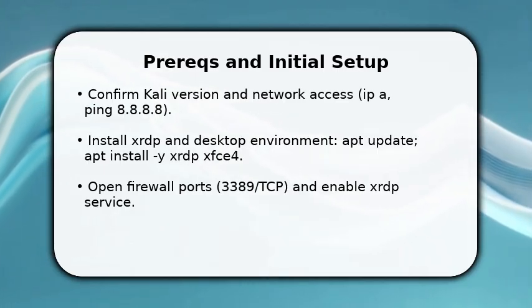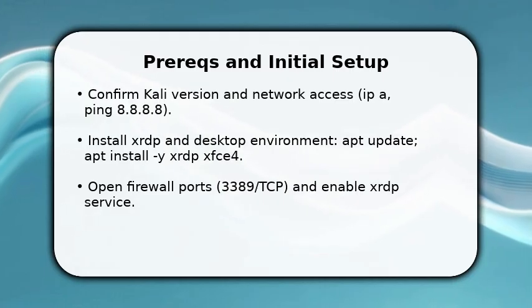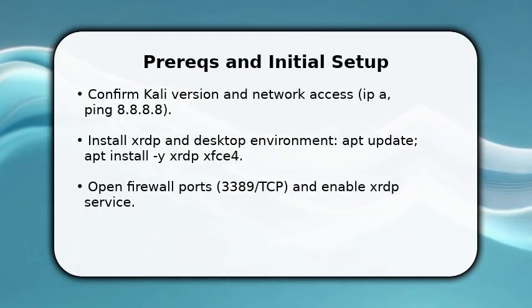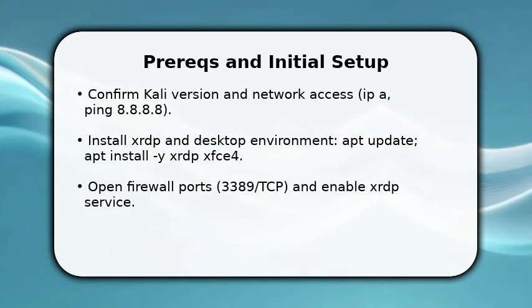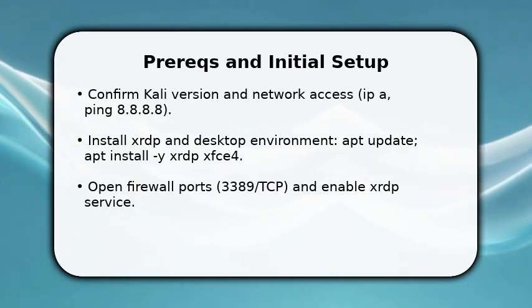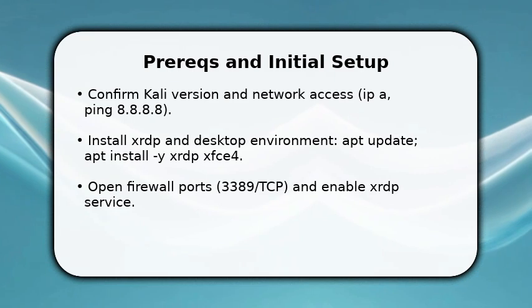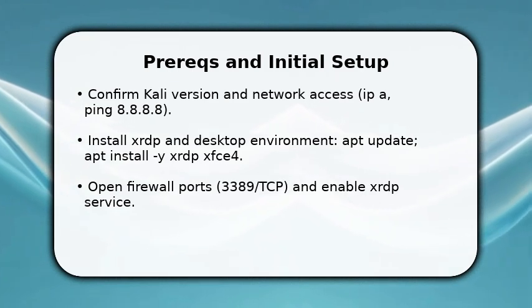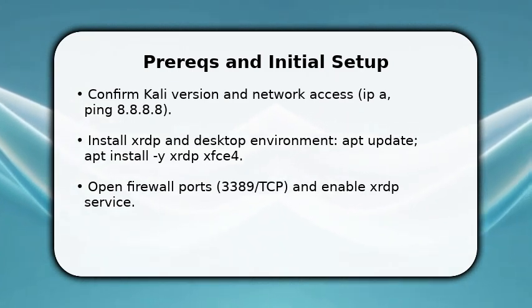Run apt update, then apt install xfce4 xrdp. Once done, enable and start XRDP with systemctl enable --now xrdp and allow 3389/TCP in your firewall with ufw or iptables. These steps prepare the system to accept RDP connections securely and reliably.